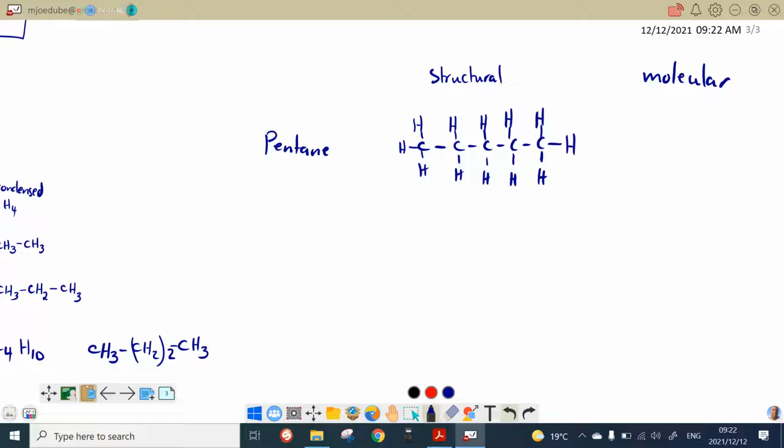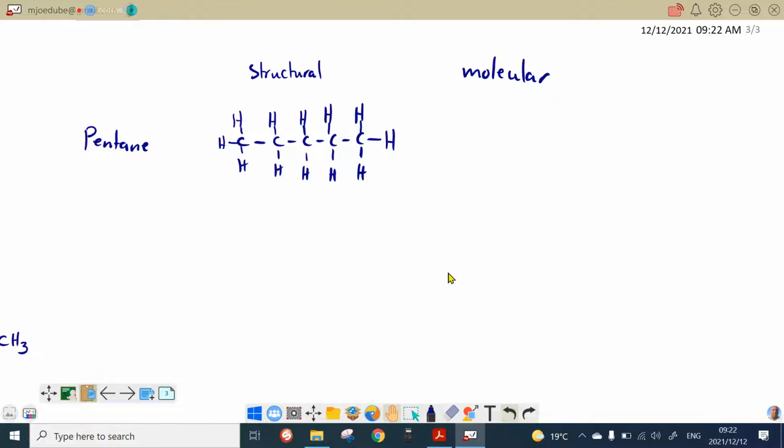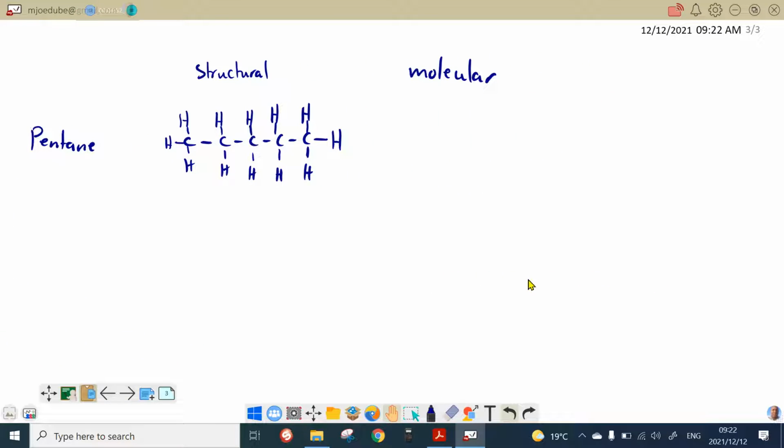How many carbons do we have? You've got 5 of them. So you represent the 5 as C, so the formula C5, and then how many hydrogens? H, and then there are 1, 2, 3, 4, 5, 6, 7, 8, 9, 10, 11, 12.